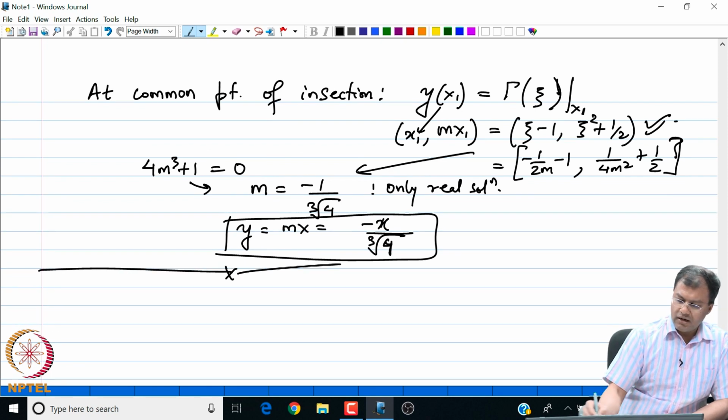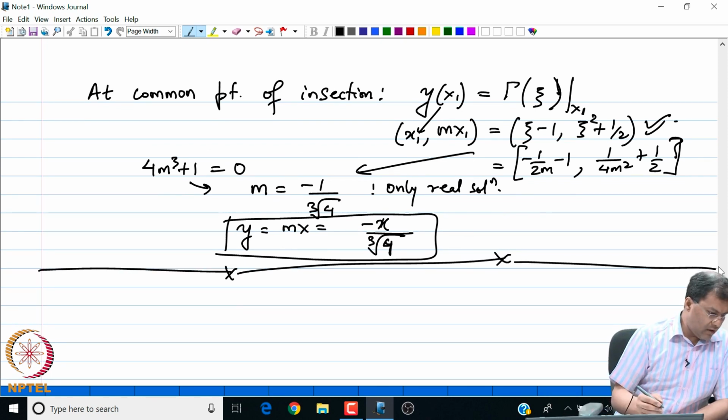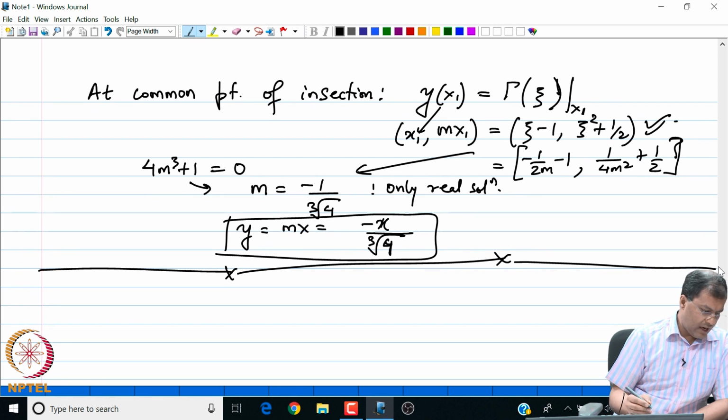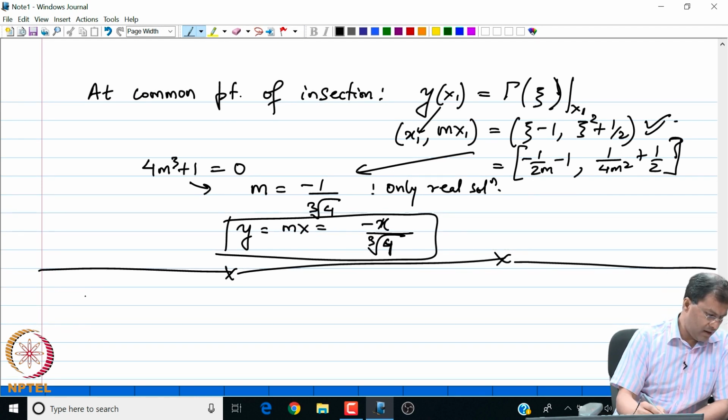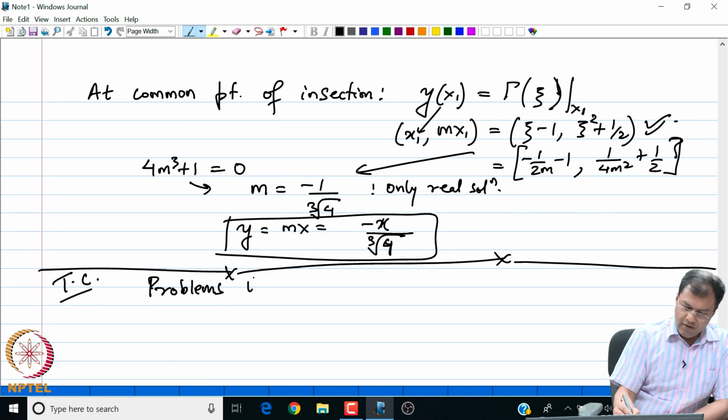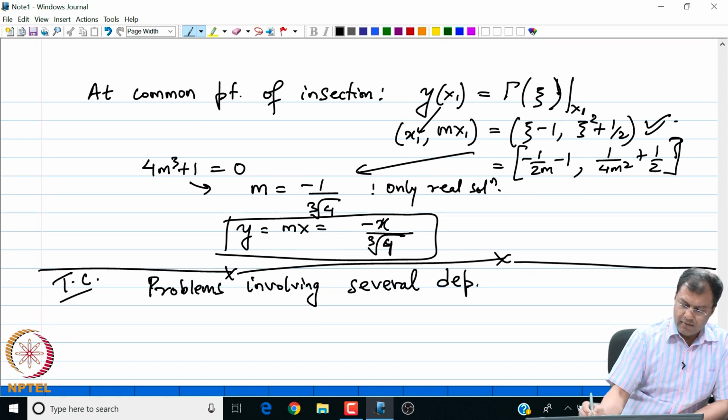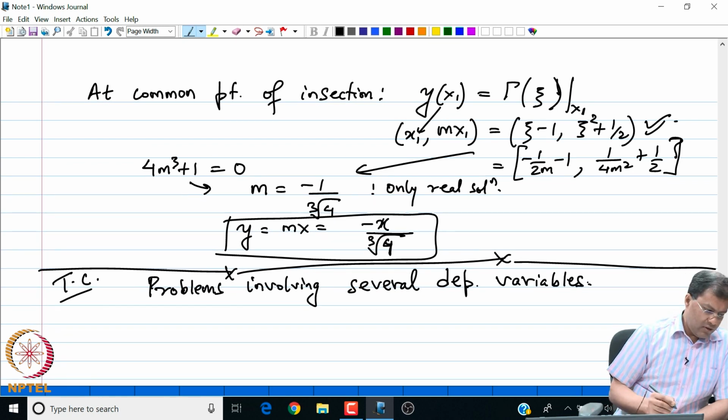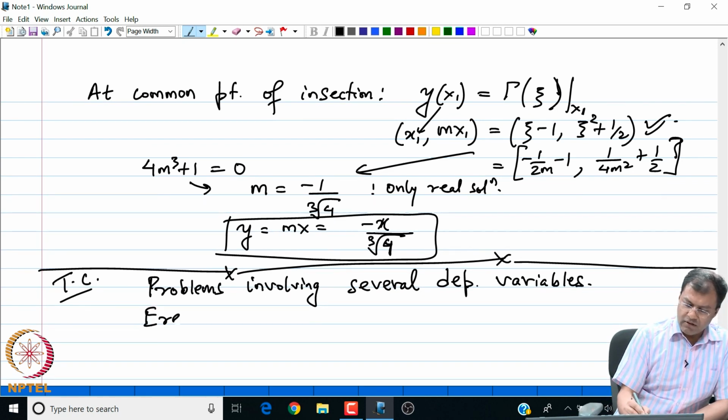So that completes the description of this problem, and let us now look at another problem, generalizing this transversality problem to the class of functionals having several dependent variables. So what I just said is the following: problems involving several dependent variables. We are talking about extremals of this form.